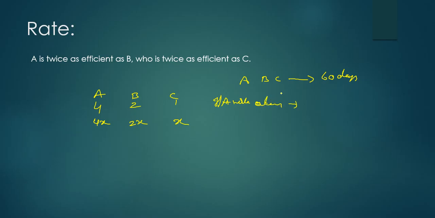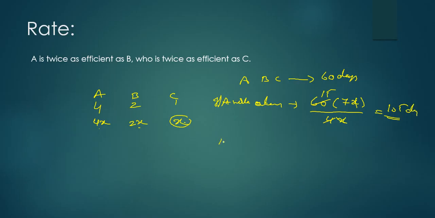Simple. A, B, C together take how many days? 60 days. If C does X units per day, then B will do 2X and A will do 4X. So all 3 together are doing how many units? 7X units per day. This will be the total work divided by the work done by A per day, 4X. X and X will cancel. 4 ones are 4, 4 15s are 60, that equals 105 days. If A works alone, he can complete the work in 105 days.